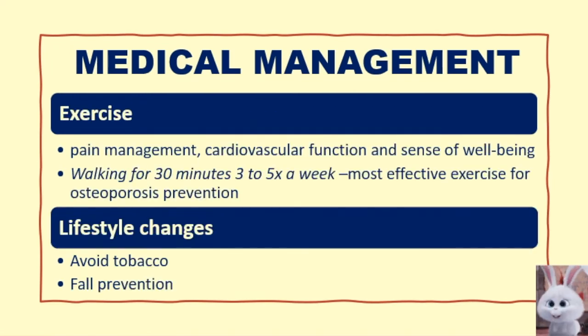Then you have your exercise. Exercise could actually help in pain management, cardiovascular function, and of course the sense of well-being. Other than that, exercise would also help to increase bone mass. Walking for 30 minutes, 3 to 5 times a week, is considered to be the most effective exercise for osteoporosis prevention. Lifestyle changes: of course, avoid tobacco, and then fall prevention, decreasing the risk for fractures.